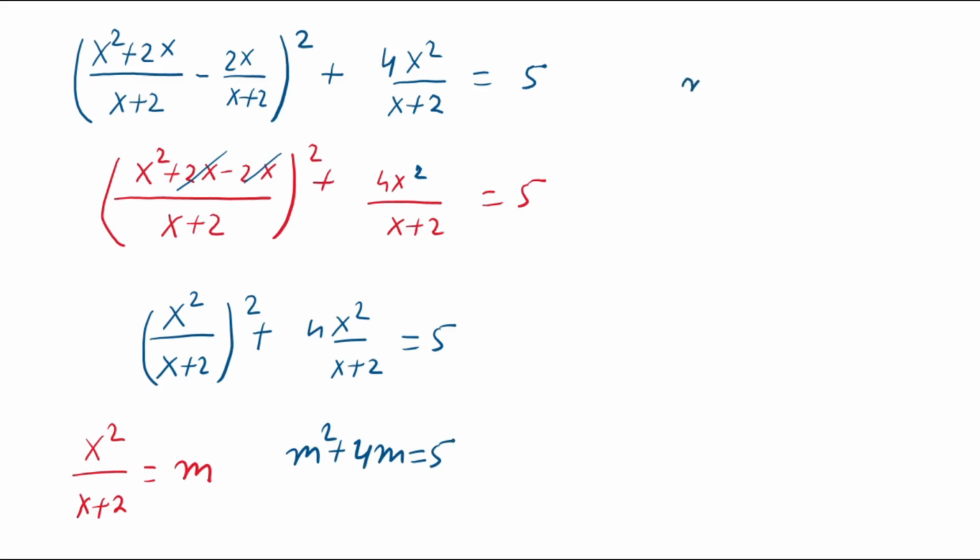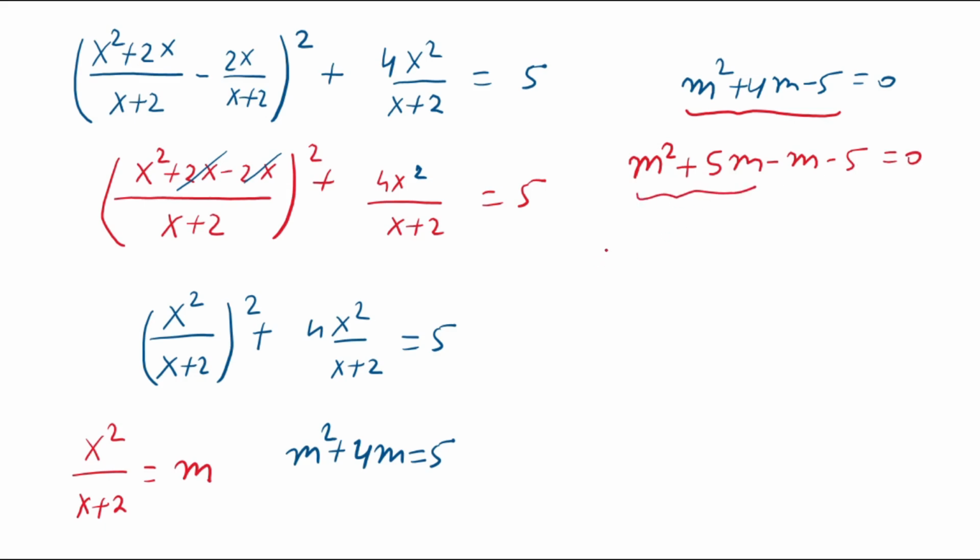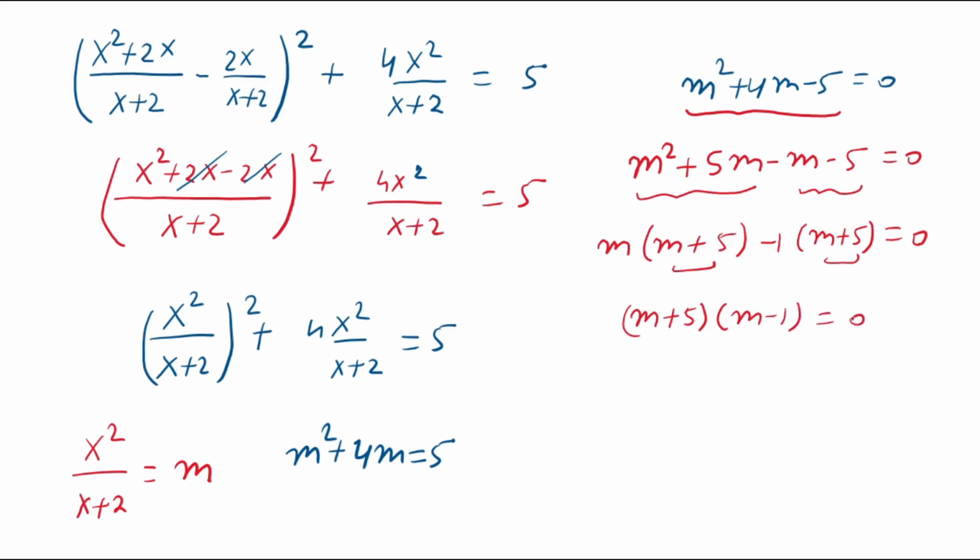If we take all the expression in same side, then m square plus 4 times m minus 5 is equals to 0. If we factorize this quadratic, then here m square plus 5 times m minus m minus 5 is equals to 0. Look carefully these two terms, if we take common m, then here m plus 5, and here if we take common minus 1, then m plus 5, and this is equals to 0. Now m plus 5 and this m plus 5 is common. If we take m plus 5 is common, then m minus 1 and this is equals to 0.